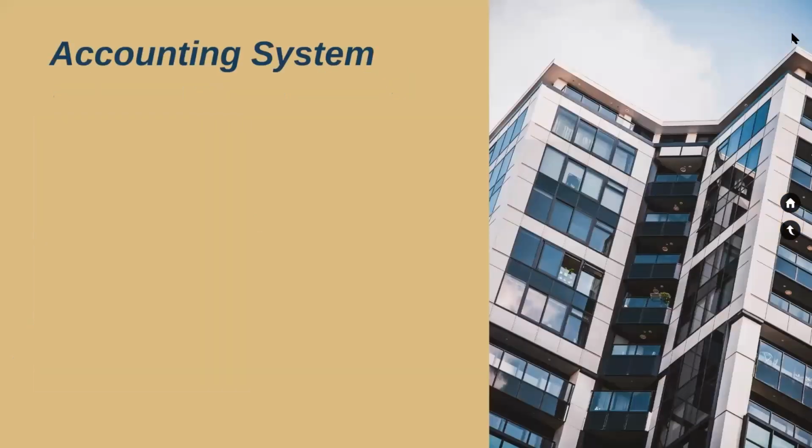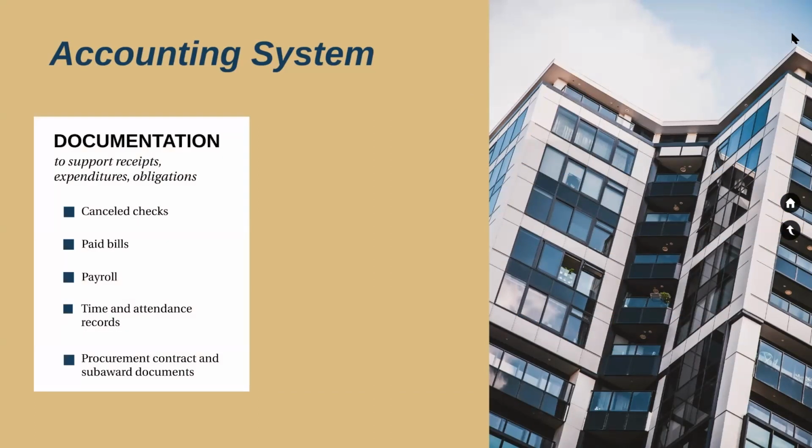I want to spend a few moments highlighting three key features of an adequate accounting system. First, an adequate accounting system allows recipients to maintain documentation to support all receipts, expenditures, and obligations of federal funds. This includes tracking source documentation substantiating fund activity, such as canceled checks, paid bills, payroll, time and attendance records, and procurement contracts and subaward documents.